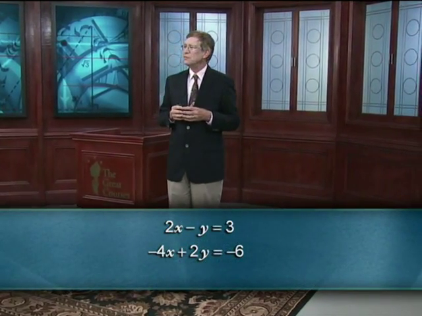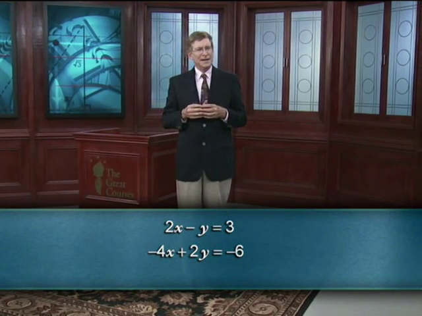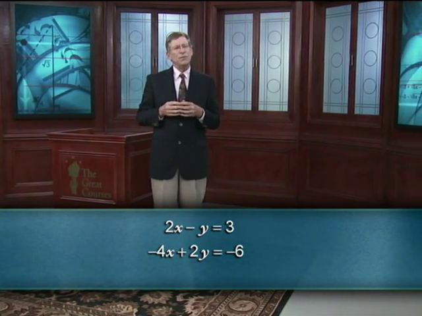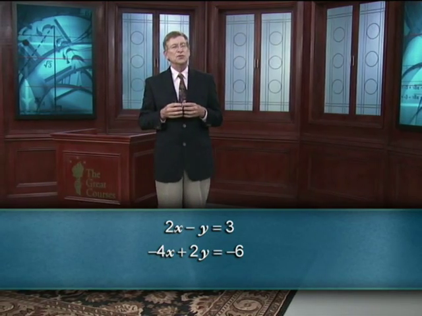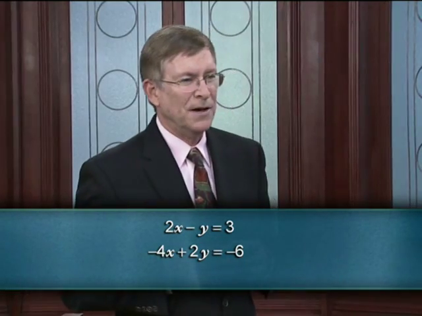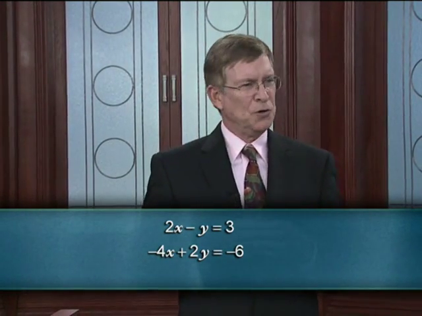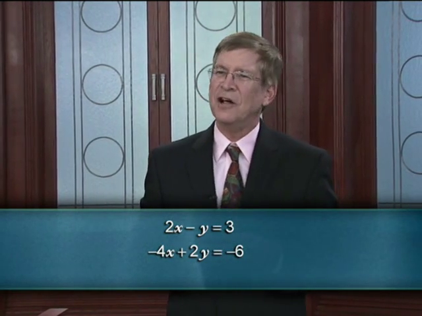Let's go to perhaps the most complicated of these three cases, and that's illustrated in the following example. Our first equation will be 2x minus y equals 3, and our second equation will be minus 4x plus 2y equals minus 6. So there are our two equations. Two equations, two unknowns. Let's solve them.